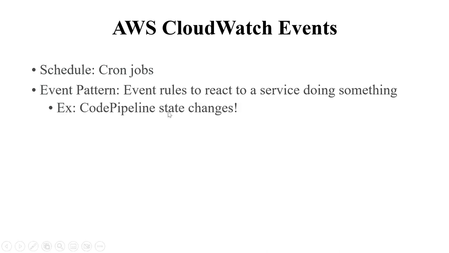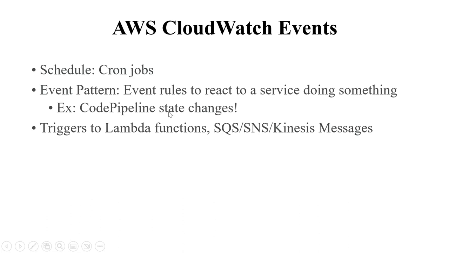Examples: CodePipeline state changes, EC2 instance state changes, or auto scaling group state changes. Our volume has been deleted, then what do you want to do? If any events happen on the resources and you would like to perform a notification, what is the target? Targets are different. But first of all, on which condition do you want to perform the action?